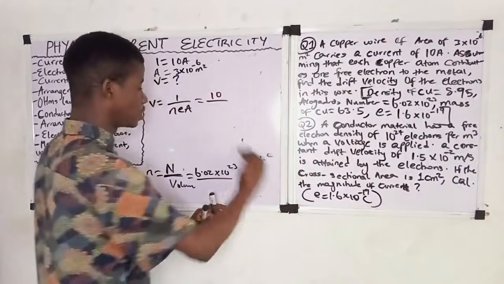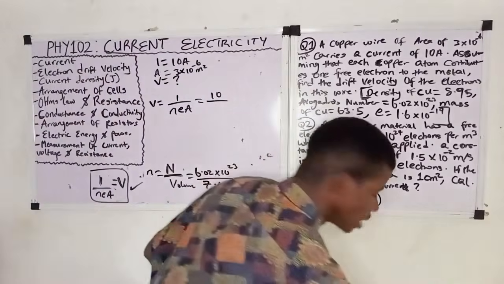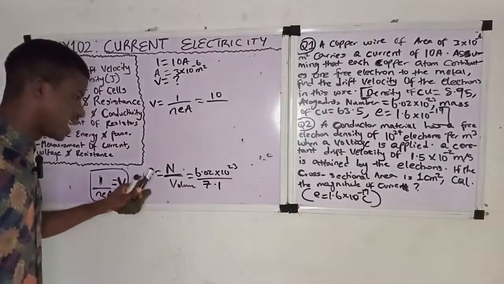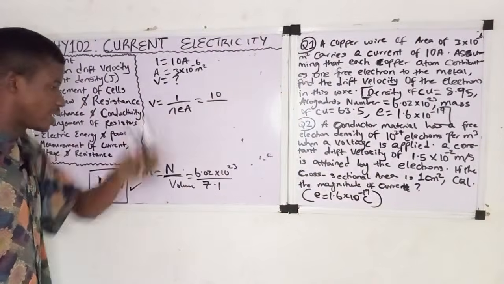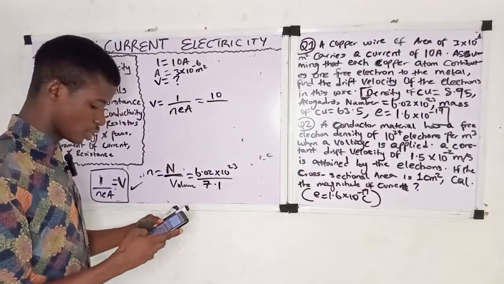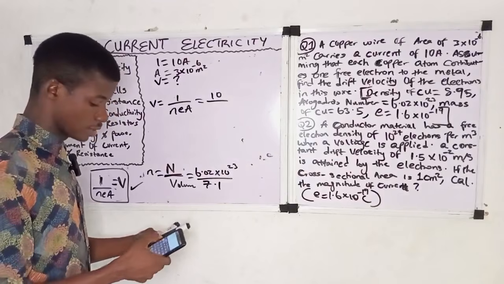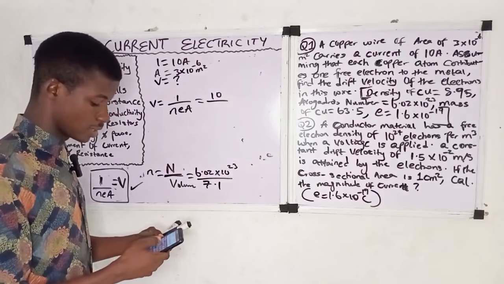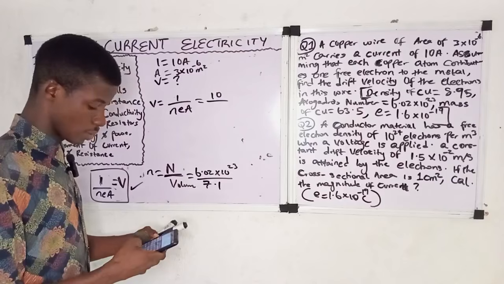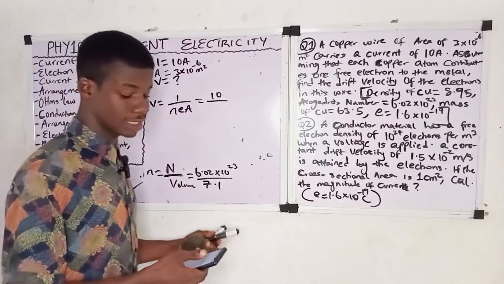So the volume is 7.1, right? Now let's divide these two to get n. Once you get n, put n here. So 6.02 times 10 raised to the power of 23, then divide by 7.1. My answer here is 8.47 times 10 raised to the power 22.